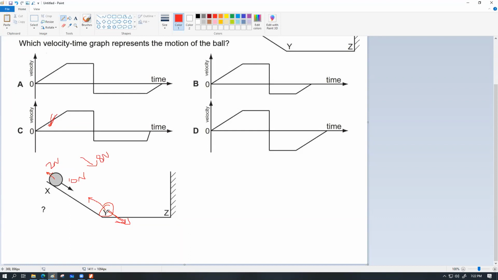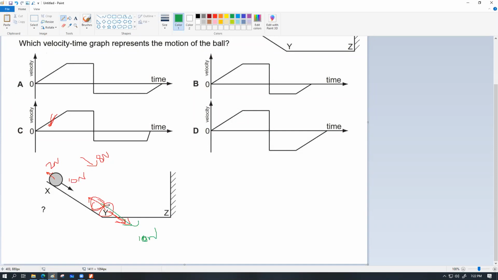When the ball, after the rebound, falls downwards, hits over here and rebounds, eventually it's going to start going upwards along YX. In that case, the component of gravity along this direction will also be 10 Newton.